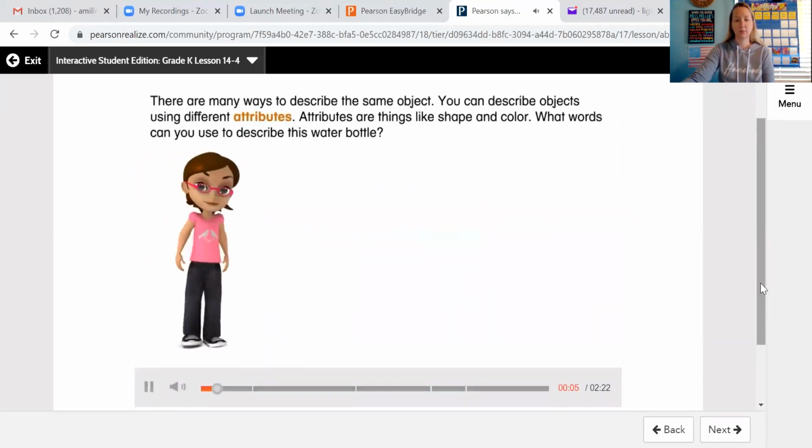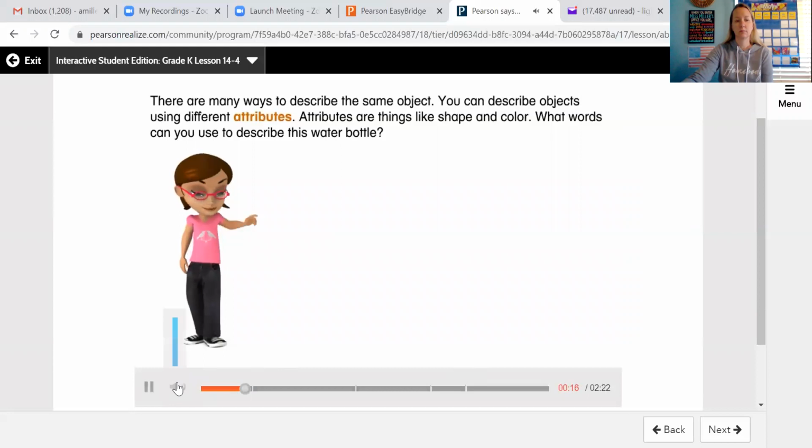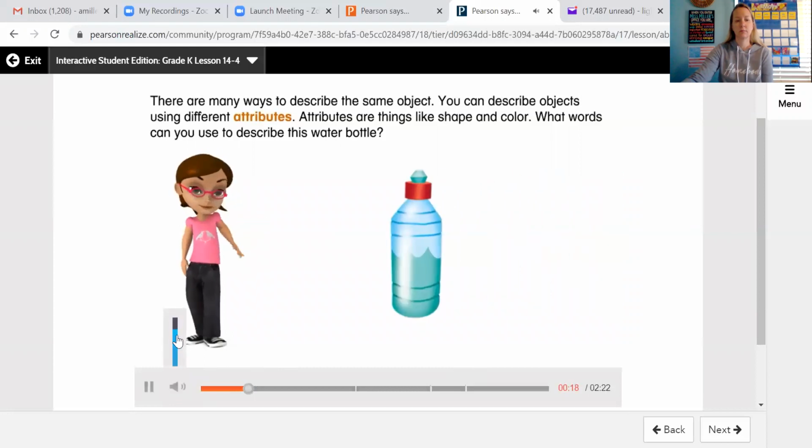There are many ways to describe the same object. You can describe objects using different attributes. Attributes are things like shape and color. What words can you use to describe this water bottle? Think about what words you could use. What kind of shape is it? What color is it? Is it big? Is it small? Is it tall? Is it short? What do you think?